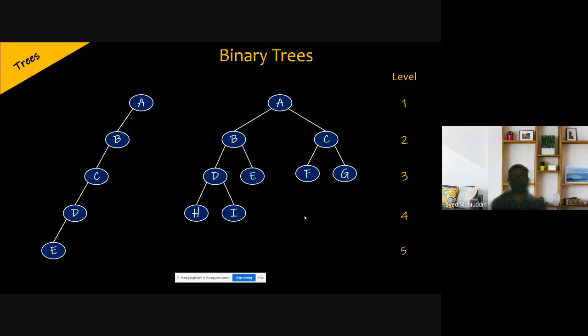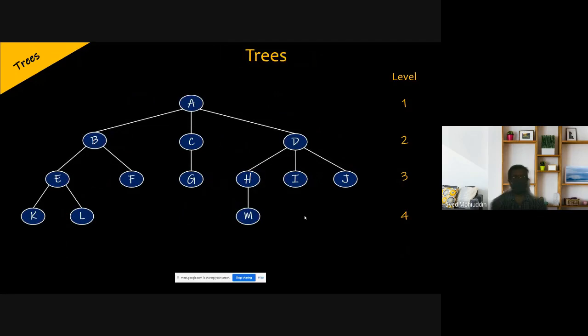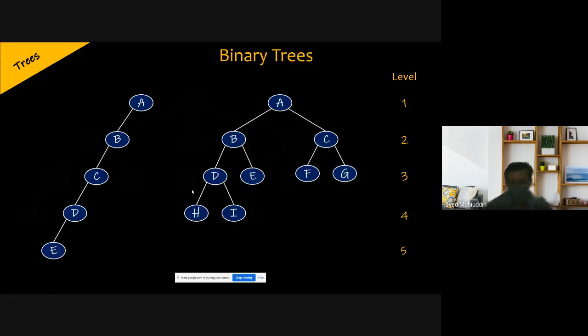Now, there is another type of trees. If you look at the previous tree, a node may not have any children, which means it's a leaf node. If it has children, it may have one child or more than one child. So in this case, node B has two children, whereas node D has three children, and node C has only one child. There is a special kind of tree known as a binary tree, where a node can have at most two children.